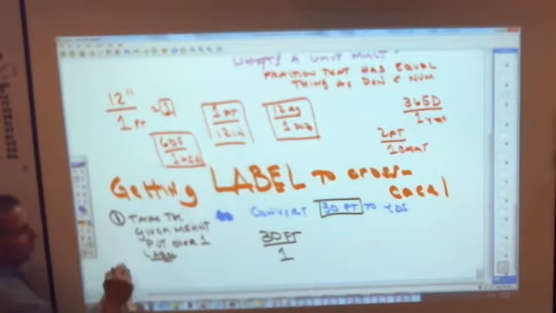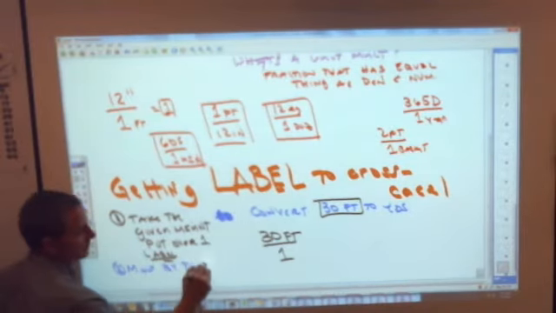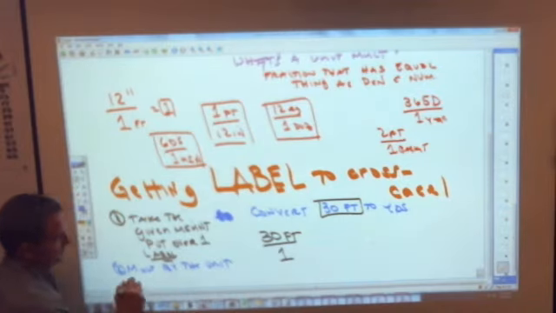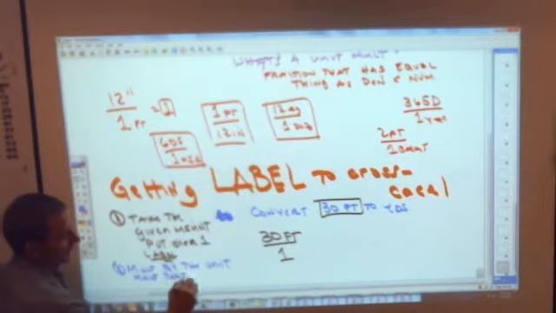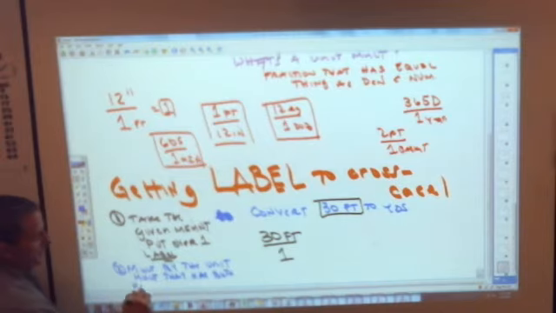Now, you need to multiply that by the unit multiplier that has both measurements in it.